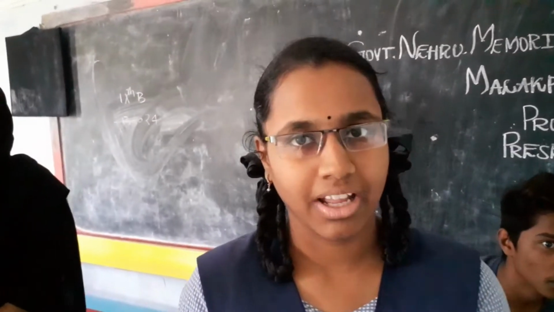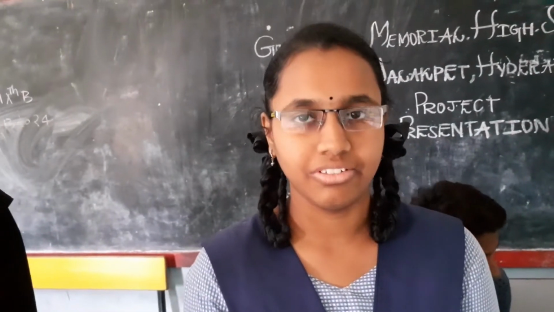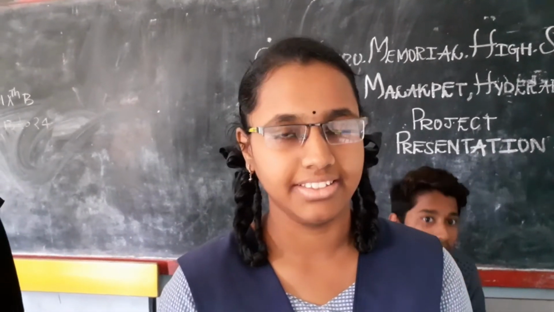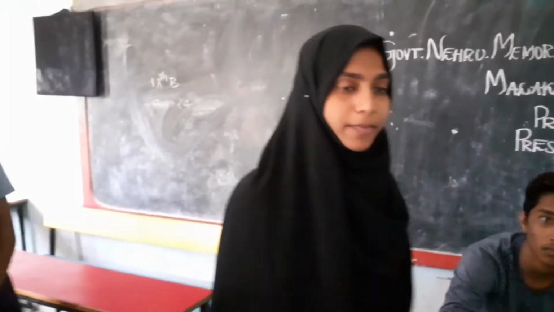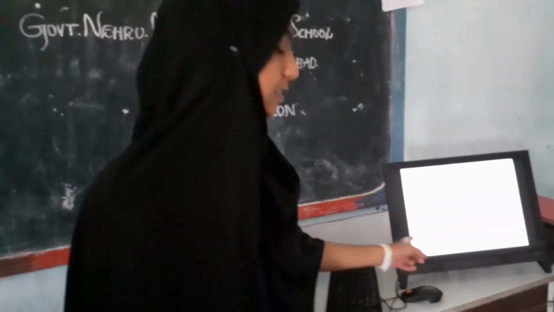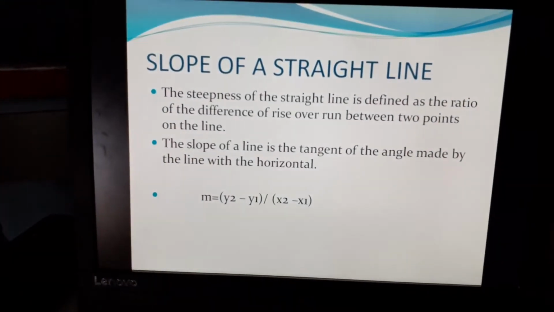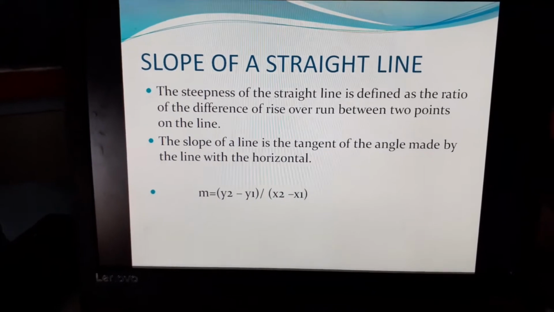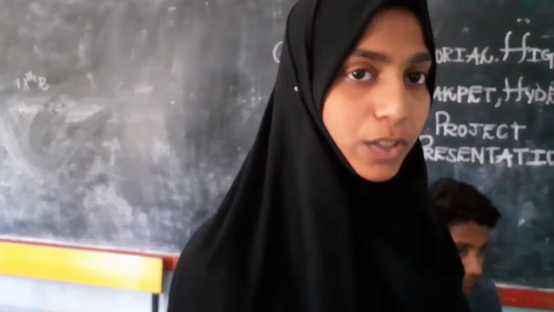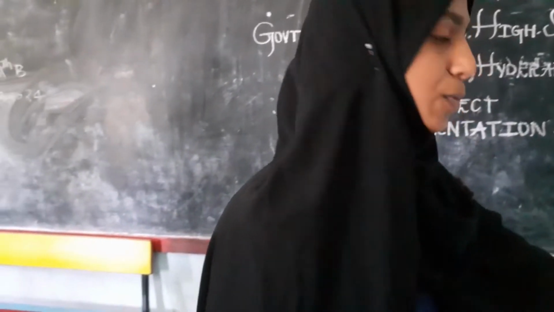Now we want to apply the concept of slope on our footwear, that is high heels. Hence we have taken up the project that connects high heels. The slope of a straight line in a plane containing x and y axis is represented by the letter m. It defines the change in y coordinate divided by the corresponding change in x coordinate between two distinct points on a line. It is described by the following equation: y2 minus y1 by x2 minus x1.